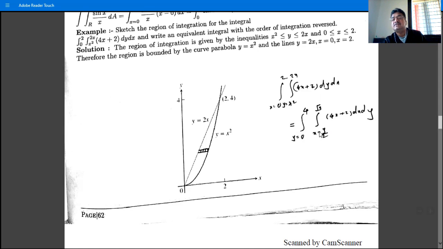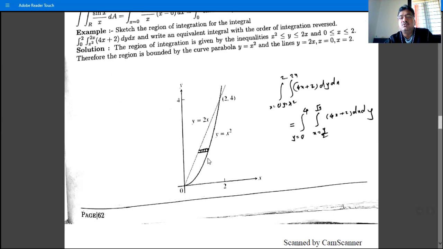So x runs from, in order to integrate with respect to x, first take a strip parallel to the x axis. Its one end touches y is equal to 2x, so find the value of x, x is y by 2, its lower limit. The other end of the strip touches the line y is equal to x square, so from this find the value of x. X is root y, so root y is the upper limit.